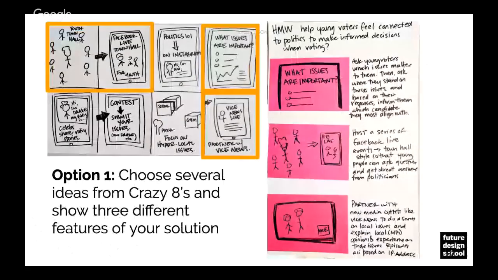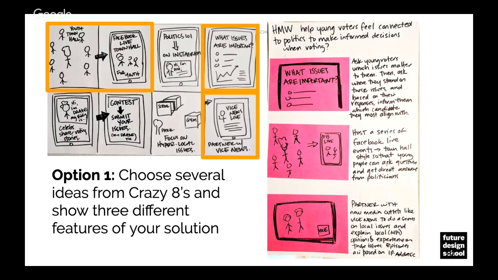So we've got 2 different ideas here for storyboards. The first one is to choose several ideas from your crazy eights and show 3 different features of your solution. So you can see again that we've written our how might we question up at the top. How might we help young voters feel connected to politics to make informed decisions when voting? And we chose a couple ideas here from our crazy eights, and the 3 features that we wanted to show were to ask young voters which issues matter to them, then ask where they stand on those issues, and based on their responses, inform them which candidate they most align with.